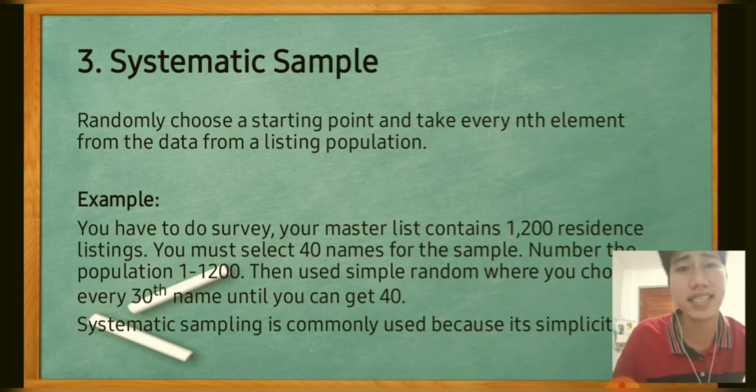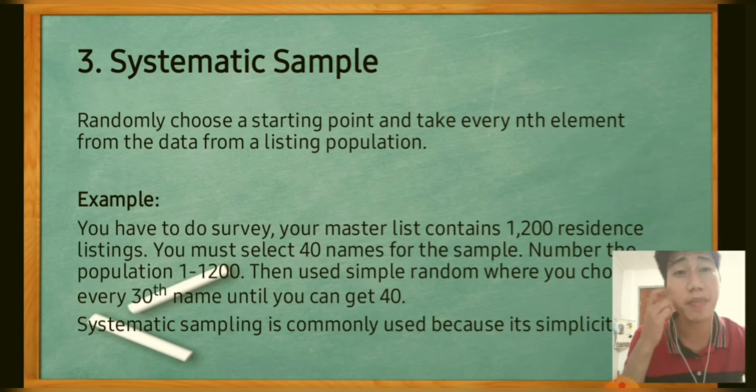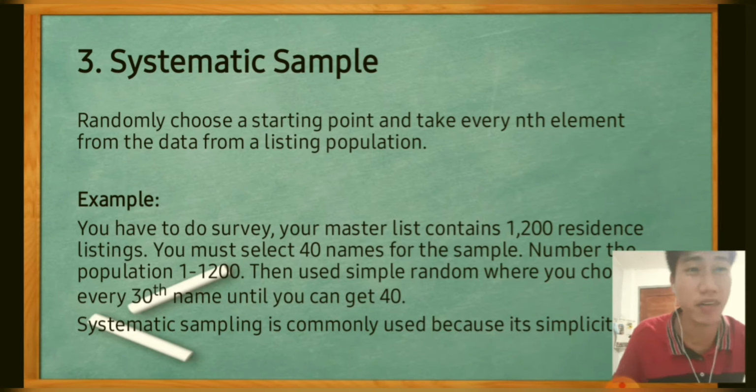And the next is systematic sampling or systematic sample. You randomly choose a starting point and take every nth element from a listing of the population. It depends on you which nth element, by 3 or by 4. It depends on the statistician or the researcher what nth element will be used.